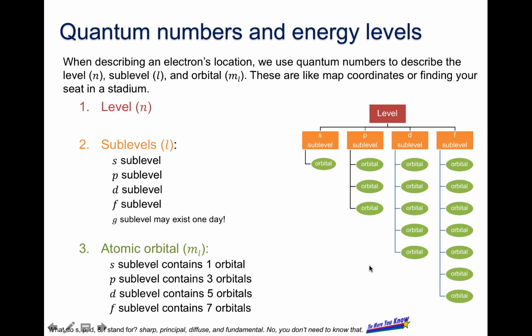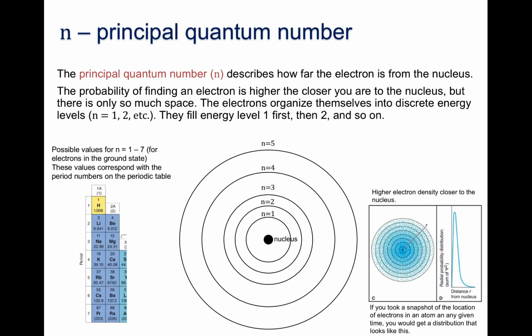And inevitably somebody asks me what s, p, d, and f stand for. It's sharp, principal, diffuse, and fundamental. You definitely don't need to know that, but it always is a question that comes up. We'll talk about each of these quantum numbers individually.